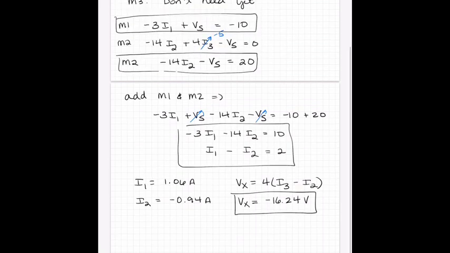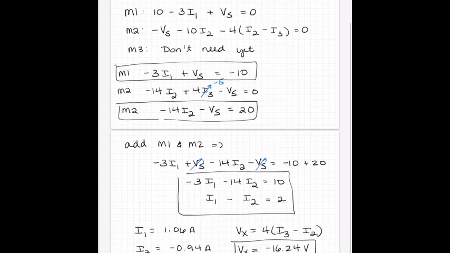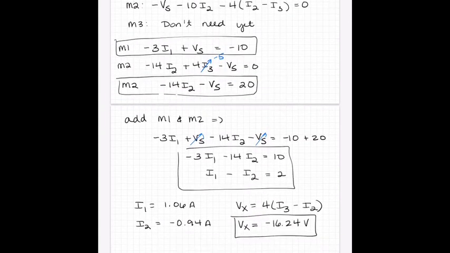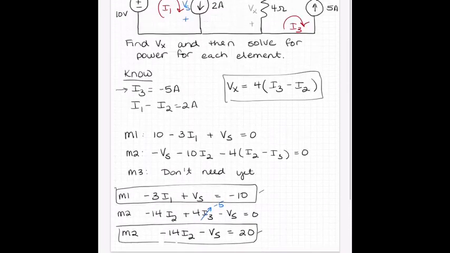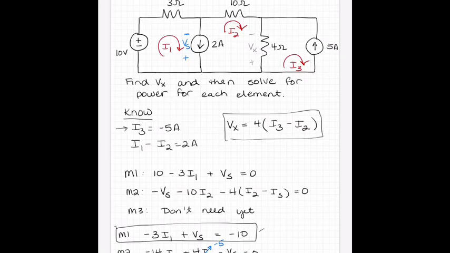Okay, we can also solve for Vs. We're going to need it eventually to solve for power. So we can use either one of these equations here with Vs in them to solve for Vs. It doesn't matter which one you do. But when you do, you'll get that Vs is equal to minus 6.82 volts. Okay, so we've solved for the mesh currents. We went back and solved for Vs, and we've solved for Vx. So now what we need to do is eventually write that mesh 3 equation because we're going to need to know the voltage drop across the 5 amp source.